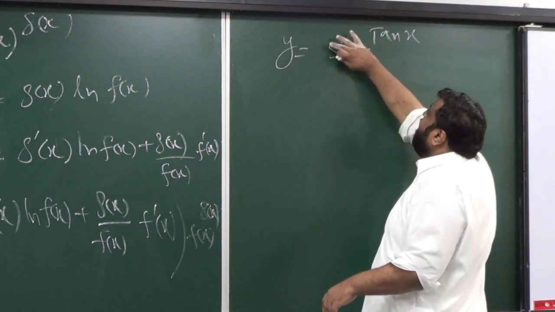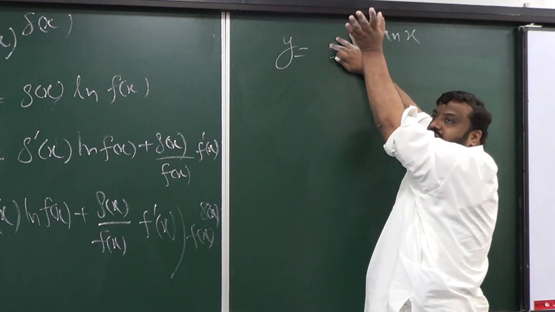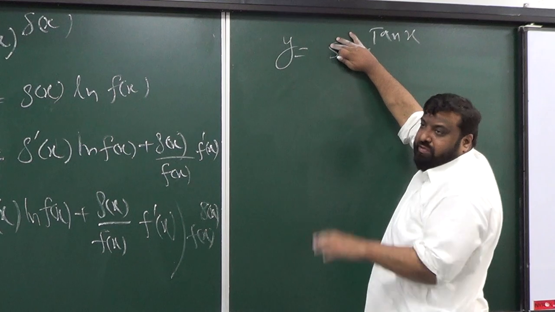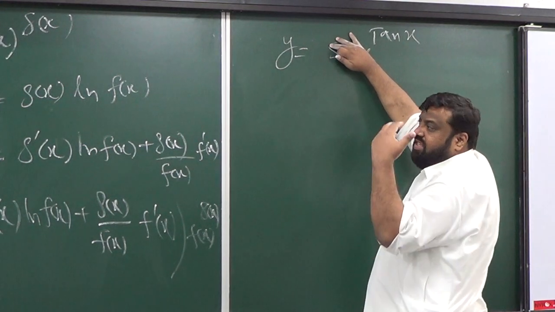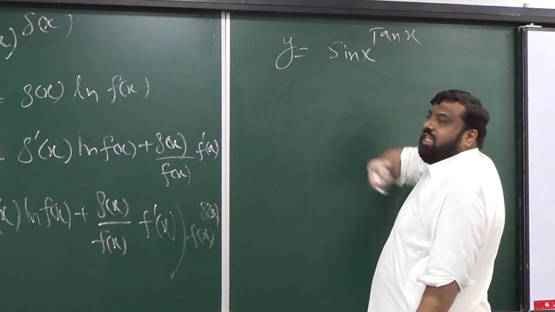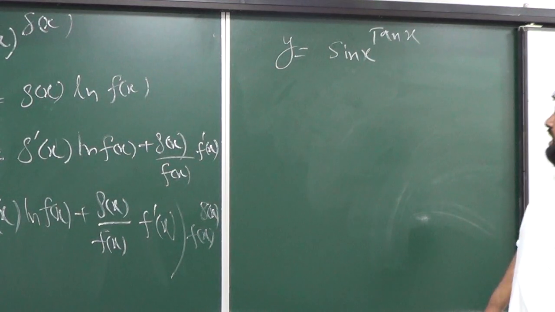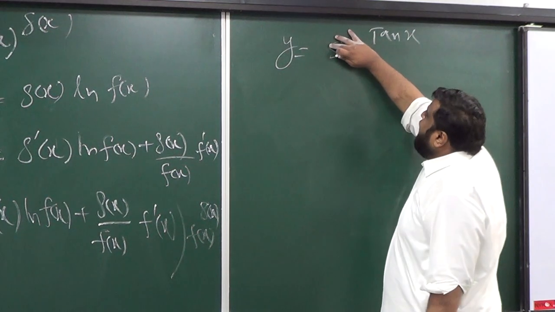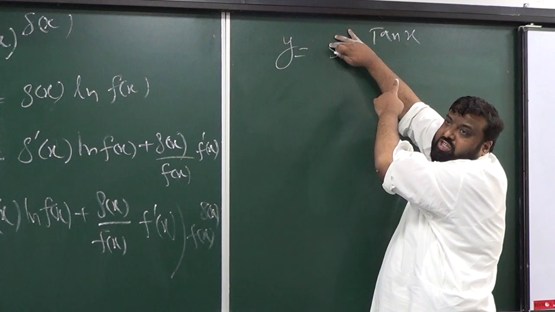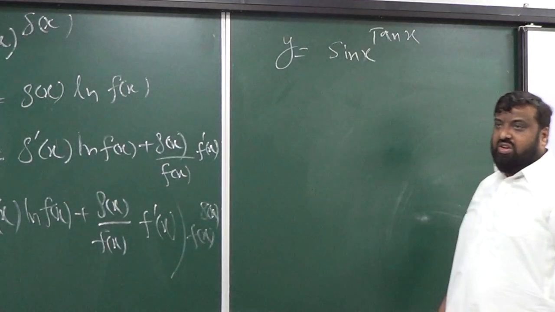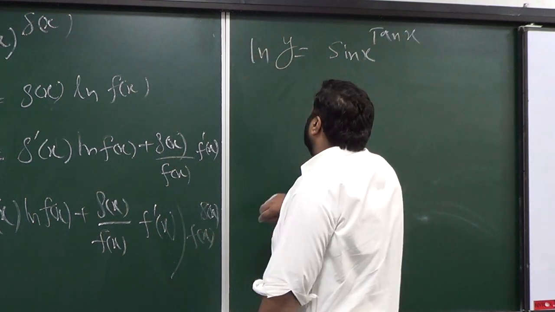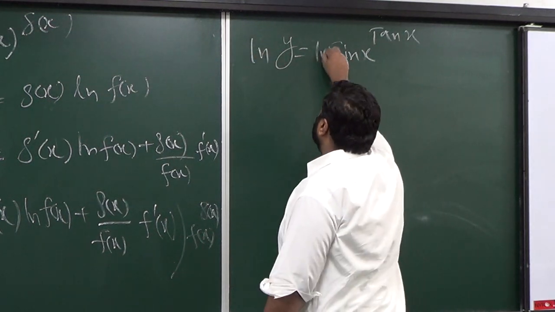If the power of something is constant, you can do it differently. But if the power, whether it's a constant or a function, is a function of x itself, then this recipe would be very useful. So if you want to differentiate it, apply this algorithm. And what do you get? Take the log on both sides.